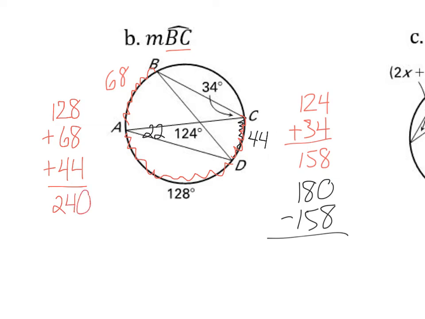Now, in this case, I've almost covered the whole circle except for BC. So the last thing I'm going to do, 360 for the full circle. We'll take out the arc that we do have, 240, which is going to leave me with 120 for BC.